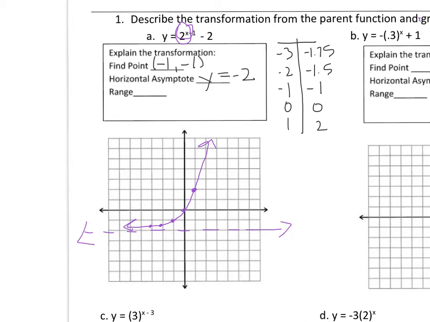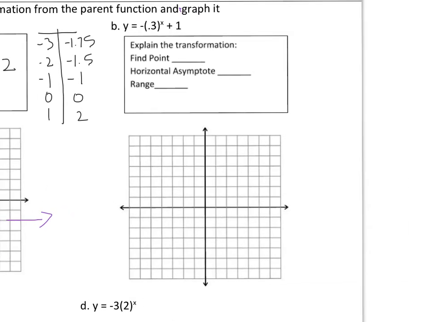So now I do my range. My range is always going to be my horizontal asymptote number, and now I have to decide, is my graph above my horizontal asymptote, or is it below it? If it is above it, then y is greater than. If it's below it, y is less than.